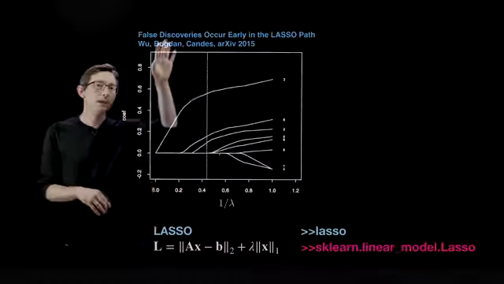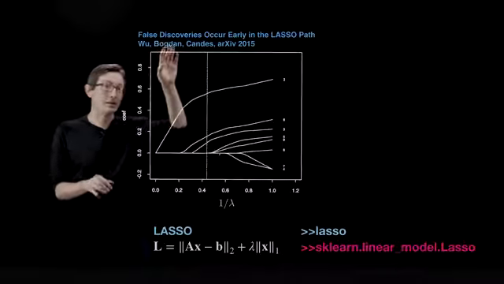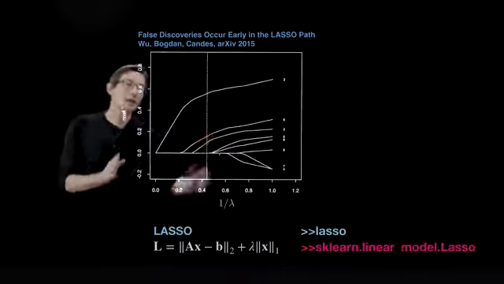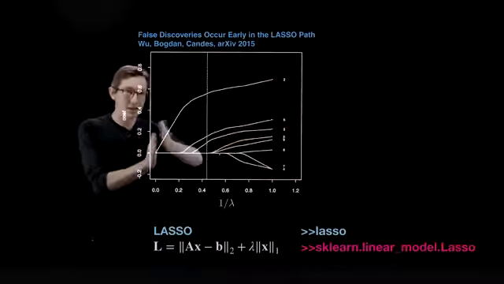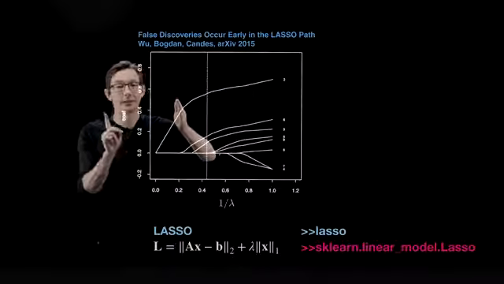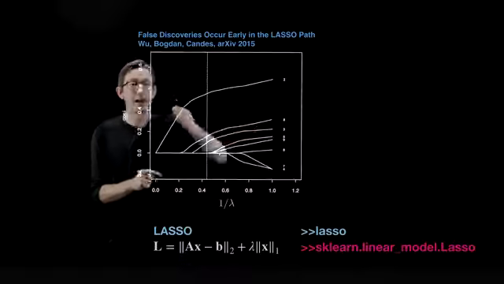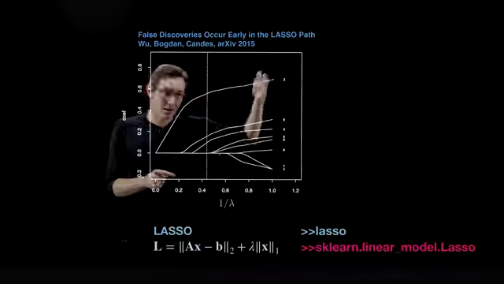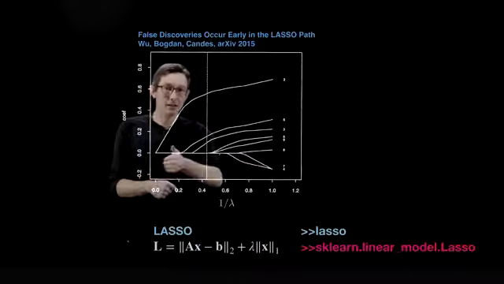Okay, really interesting paper I think everyone should check out. Basically, false discoveries occur early in the lasso path. That means as you're sweeping out this lasso path, and often we sweep from left to right. I'm sorry, I said that exactly wrong. From right to left. Often we sweep from small lambda up to big lambda.